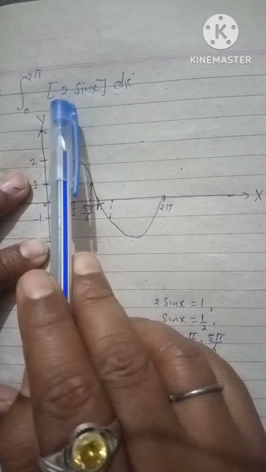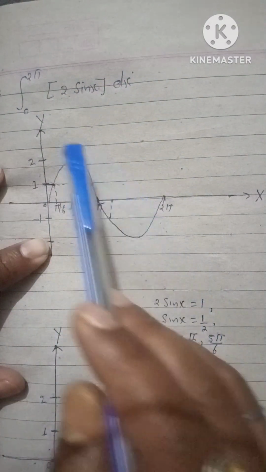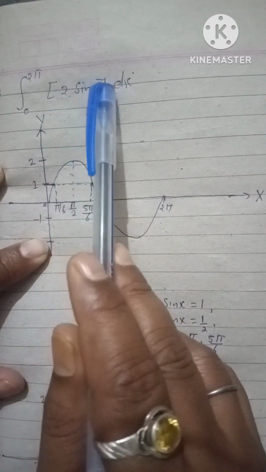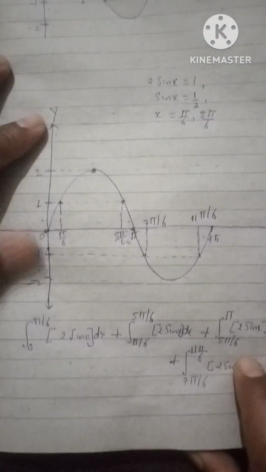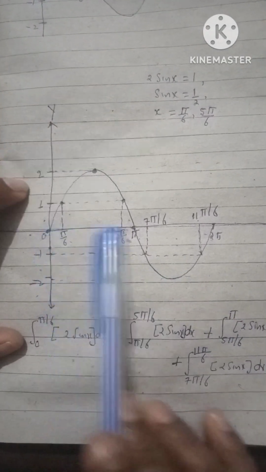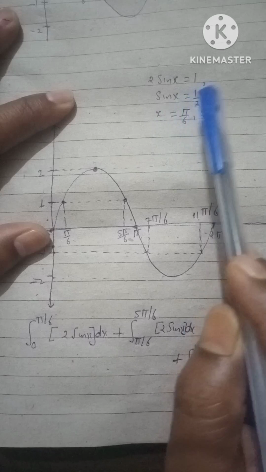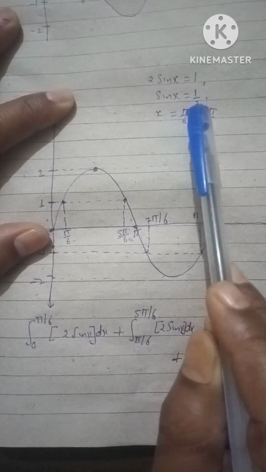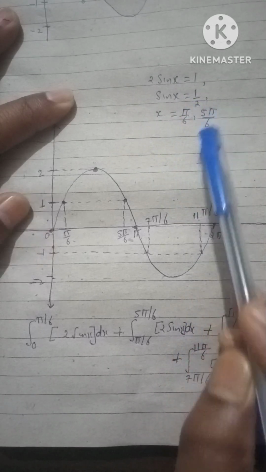Evaluate the integral of the greatest integer of 2 sin x dx. First of all, we plot the curve of 2 sin x. Here we are plotting the graph of 2 sin x. So sin x is equal to 1 by 2, so x is equal to pi by 6, 30 degrees, and 5 pi by 6.